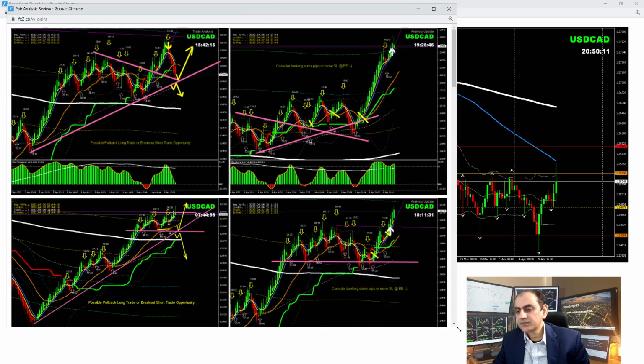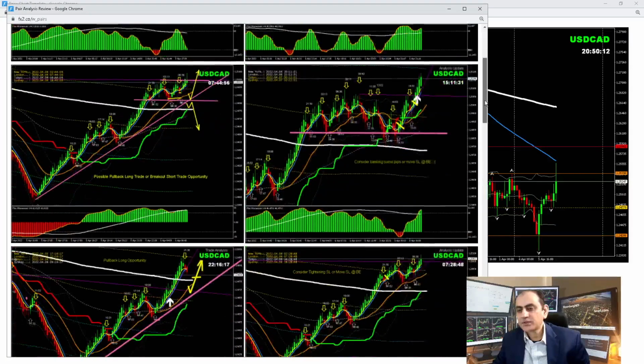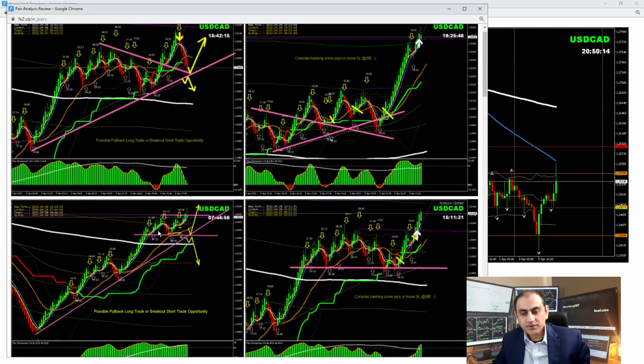And dollar CAD, if you look at this morning, the London morning session, I explained to my traders to look for a pullback at this level around the 200 EMA. As you can see here, just around the 200 EMA, the price developed a double bottom, a beautiful breakout, and nicely hit the profit target. Bank some profit.